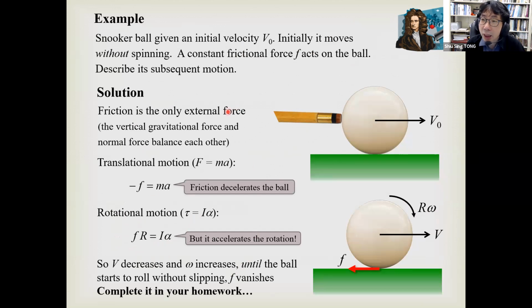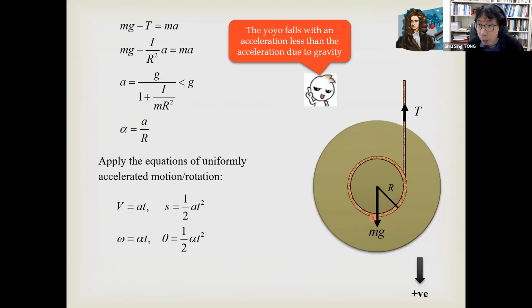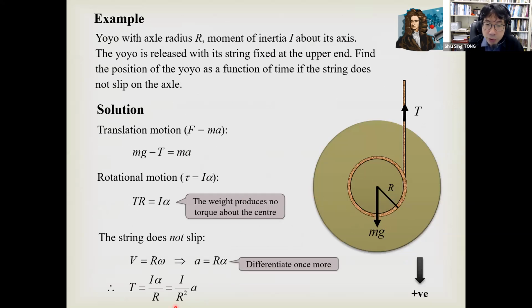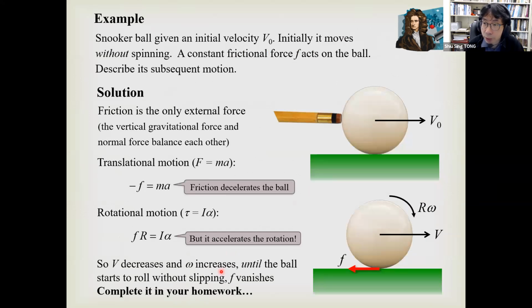Now let us discuss a more difficult example. In the previous example about the yo-yo, we assumed the no slip condition, so alpha and A are related in a very simple way. But there are situations in which this relation does not hold. Now we are going to discuss one of these situations. It's about playing snooker. Okay. I think some of you have already tried to play snooker before.